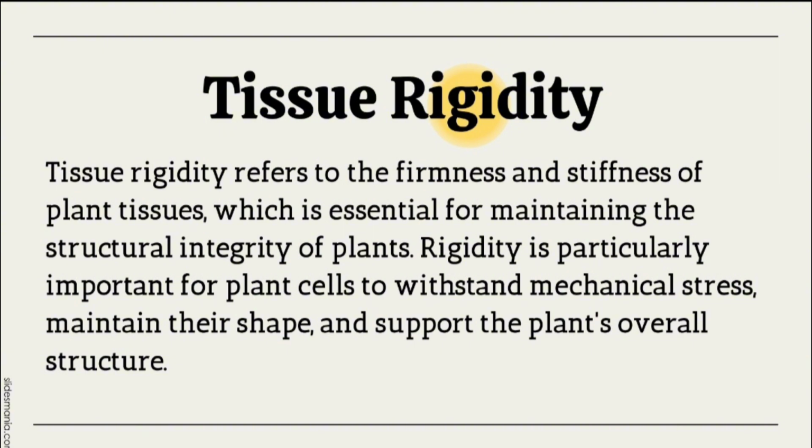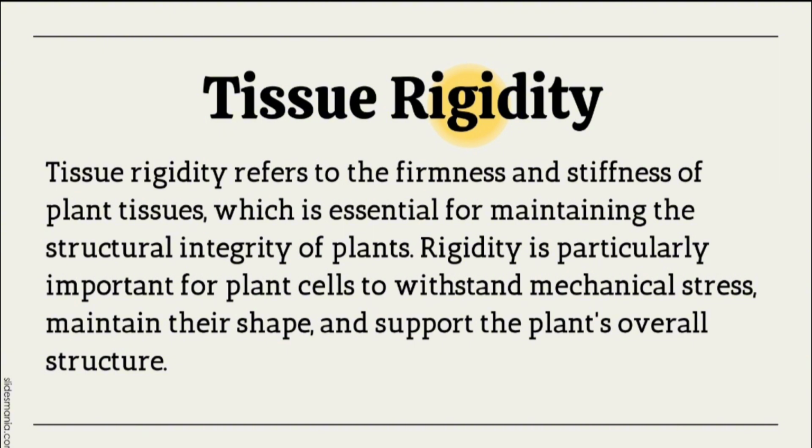So tissue rigidity in plants is like their body strength. It's how firm and sturdy plants are to handle things like wind or weight. This firmness helps plants keep their shape and supports the plant's structure like a natural backbone.